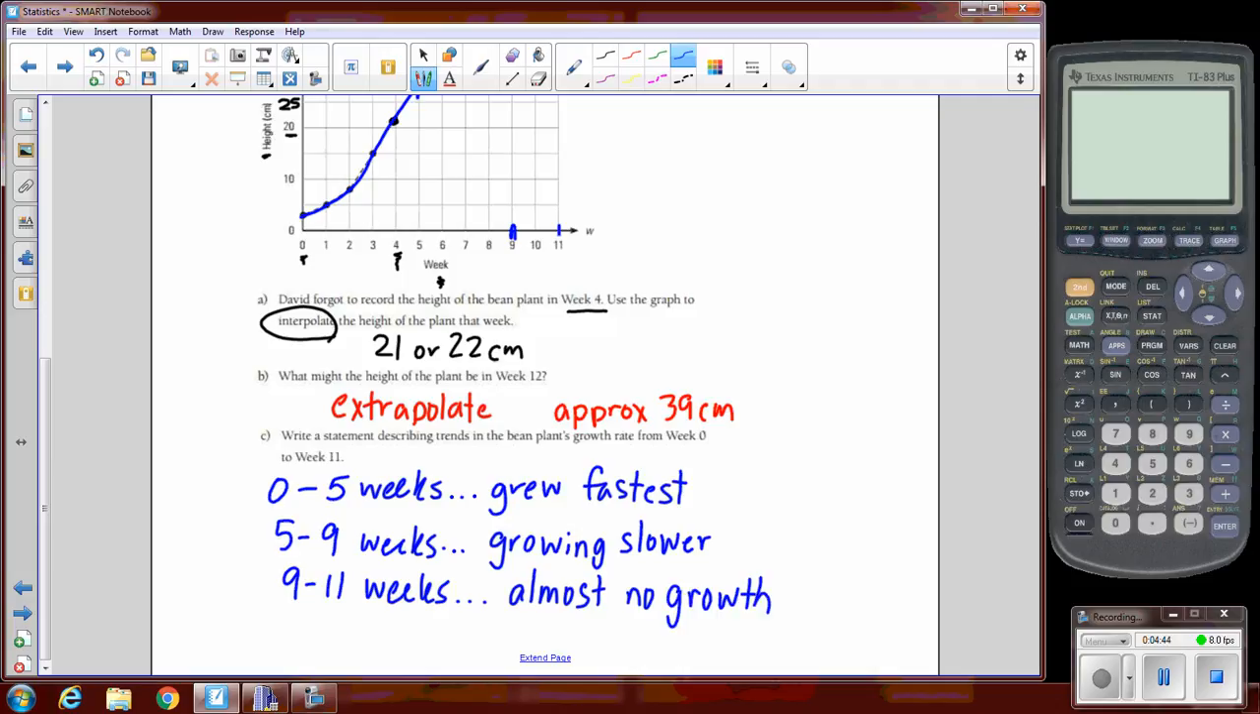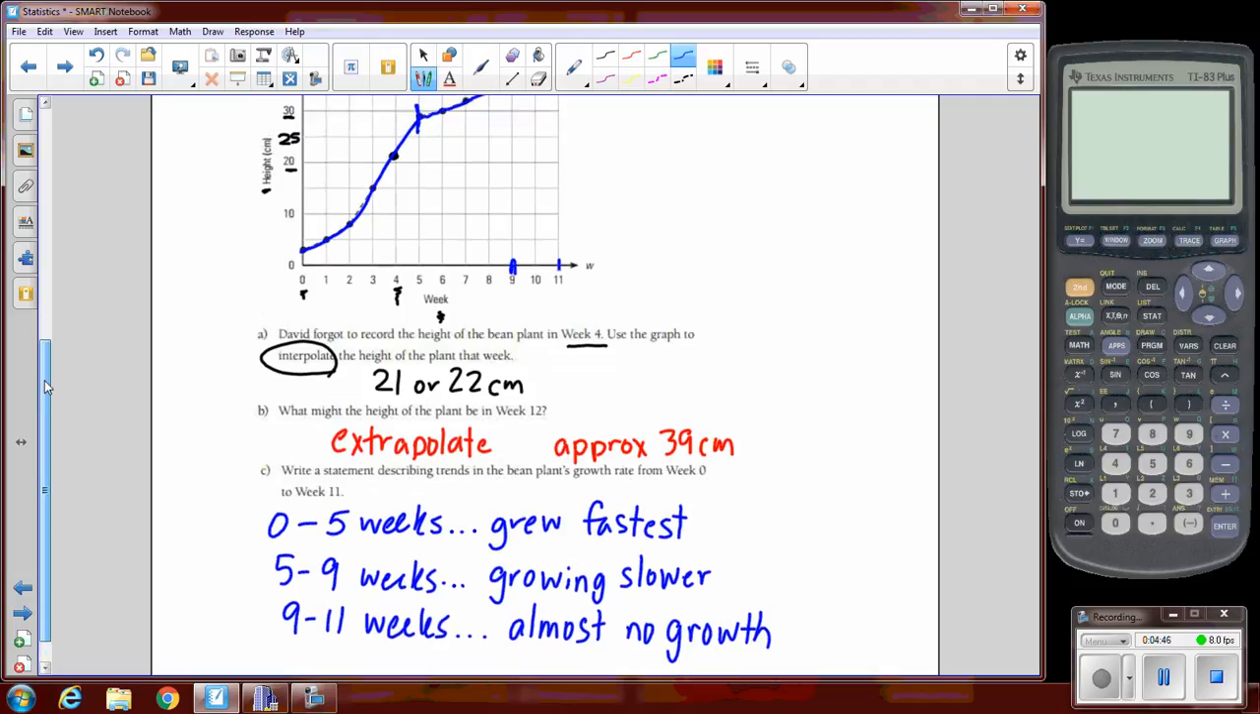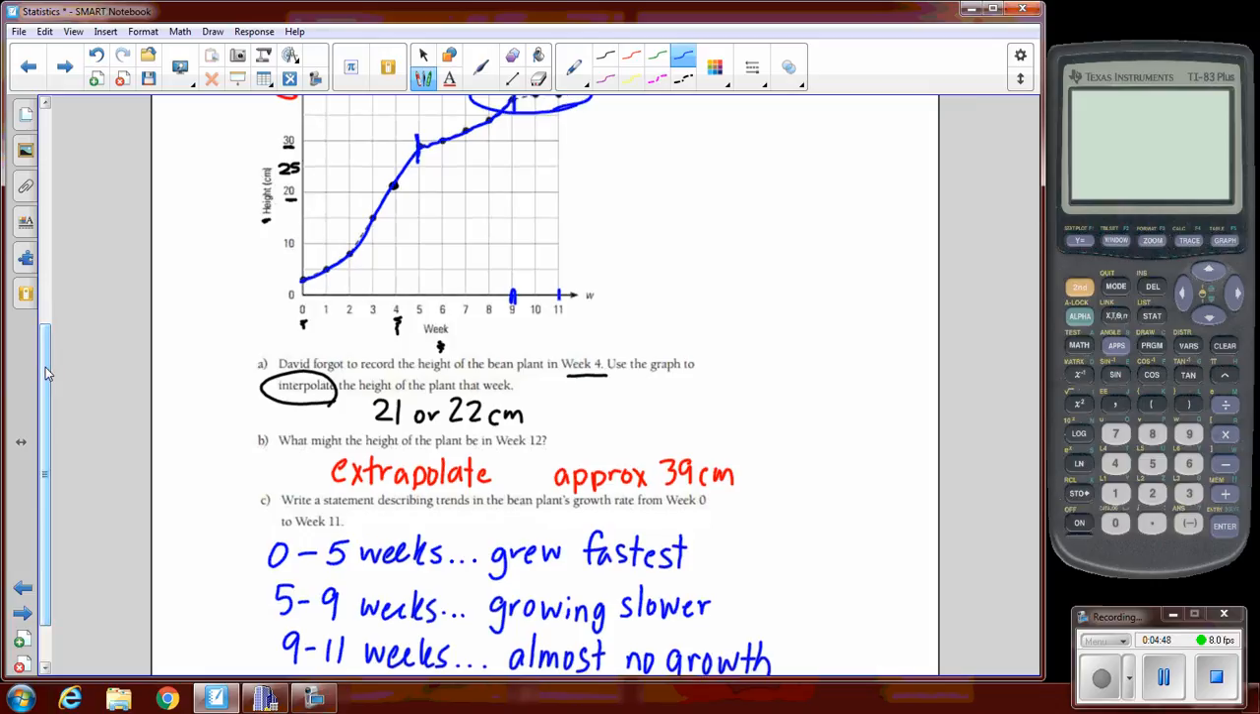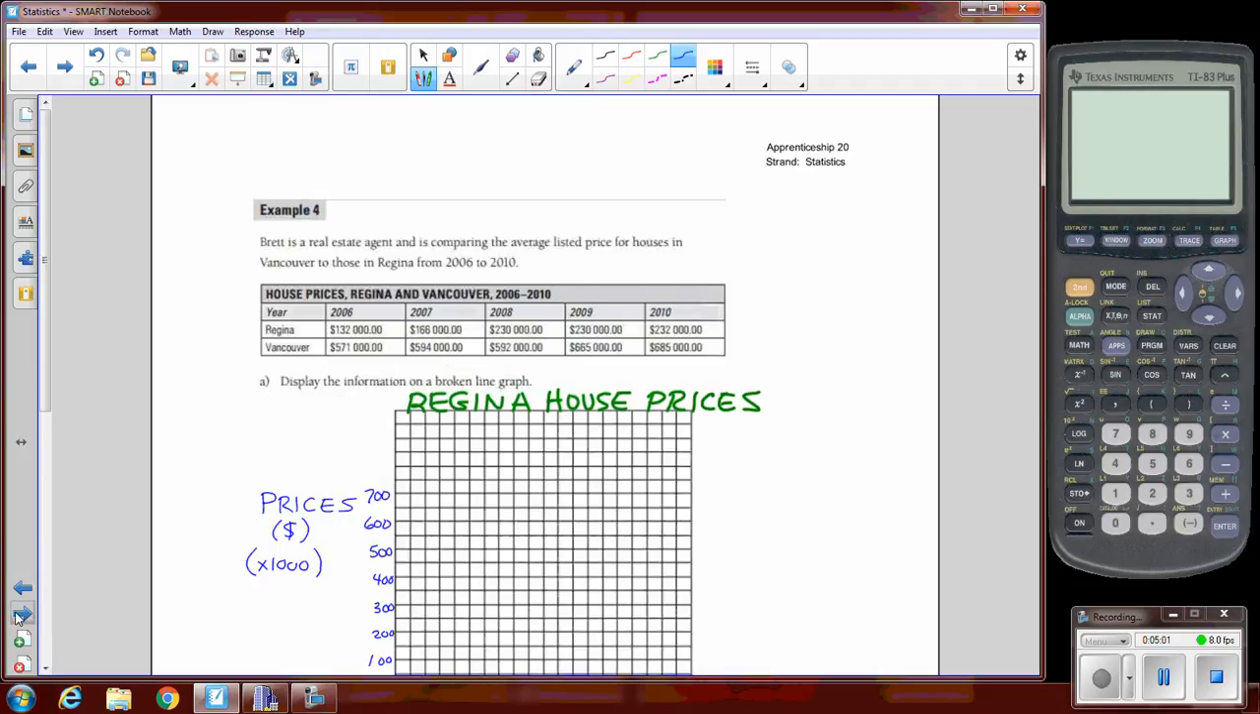And we just looked at the graph, looked at some trends where we saw the first section was growing really fast, then there was still growth but not as fast, and then it leveled off. So we talk about just how the graph looks. So now we're going to go to the next example, and we start talking about a real estate agent, and he's listing Vancouver prices, comparing from Vancouver to Regina.